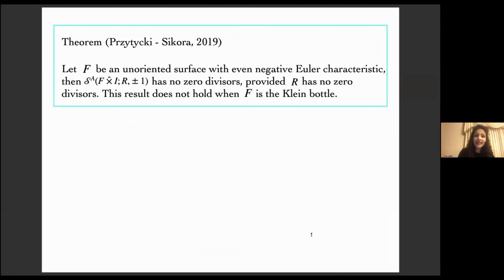For unoriented surfaces, Joseph and Adam Sikora showed that if you have an unoriented surface with even negative Euler characteristic and you consider the twisted I-bundle over this unoriented surface, so basically the 3-manifold has only an even number of projective planes embedded in it, then the skein algebra of this twisted I-bundle has no zero divisors, provided R has no zero divisors. However, this result does not hold for the Klein bottle.